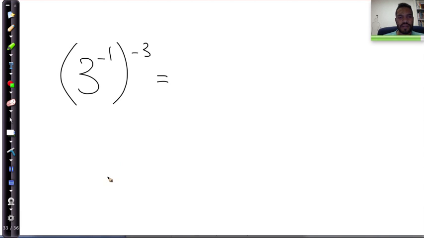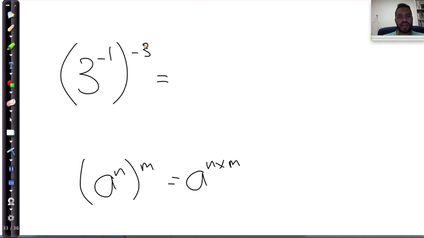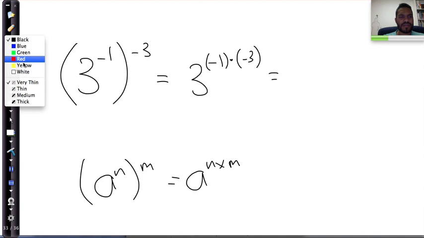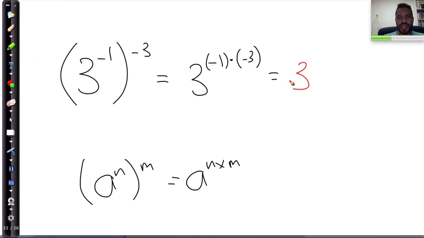Well, applying the law that says a to the power of n, raised to the power of m, all I need to do is say a to the power of n times m. In this particular case, it's going to be 3 to the power of negative 1 multiplied by negative 3. And what does that give me as a solution? It's going to give me 3. Negative times negative becomes positive, and then 1 times 3 becomes 3. So it's 3 to the power of positive 3, and that's my solution.